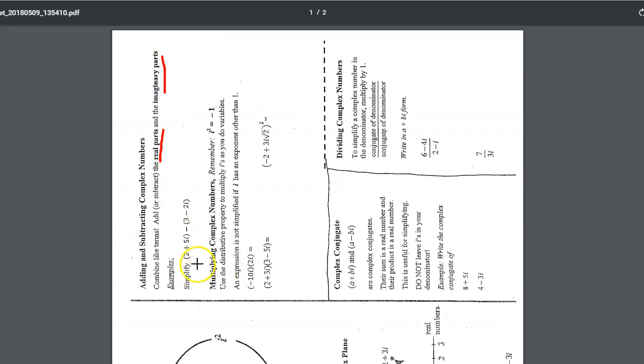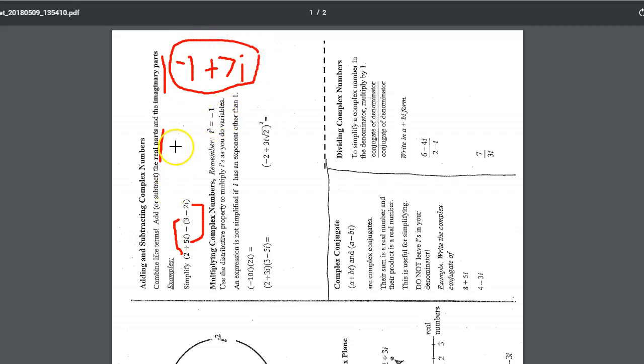For instance, right here, if I want to simplify 2 plus 5i minus 3 minus 2i, I would first simplify 2 and 3. Well, 2 minus 3 is negative 1. And then I would add 5 and negative 2. Actually subtract here. So it's 5i minus a negative 2i. So my end result, 2 minus 3 is negative 1, and then 5 minus 2i, minus a negative turns to a positive. And so then I write plus 7i. Okay? That's my answer there.